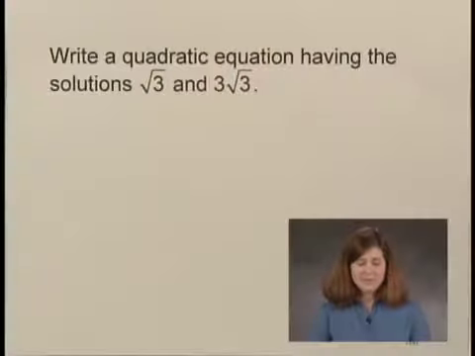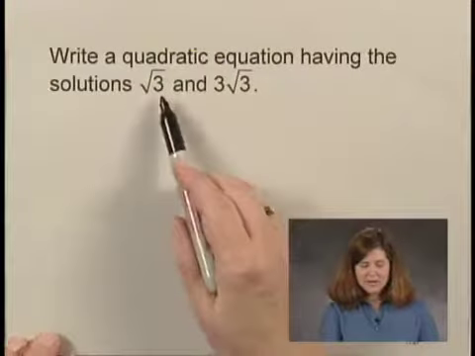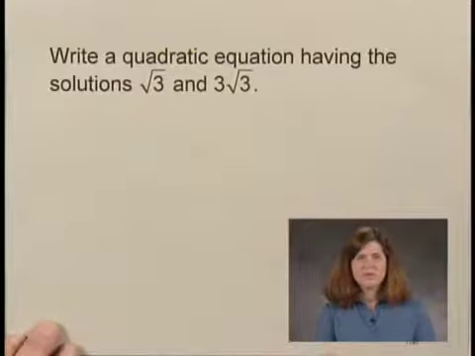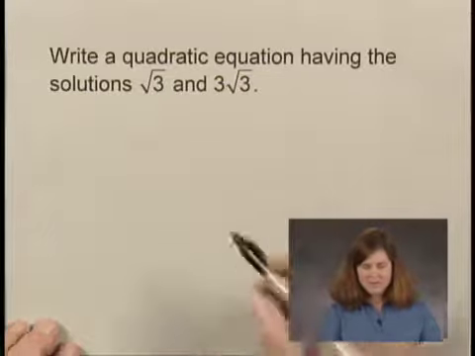In this exercise, we're going to be finding a quadratic equation given some solutions. The solutions we're given are square root of 3 and 3 times the square root of 3. We're going to be working through the solution process backwards in order to find this quadratic equation.